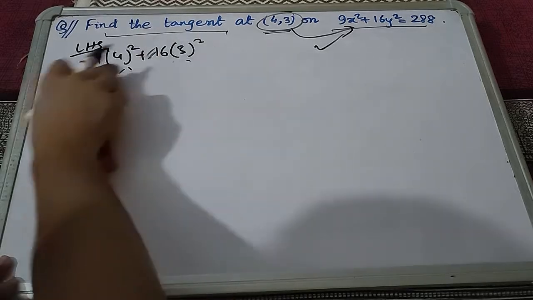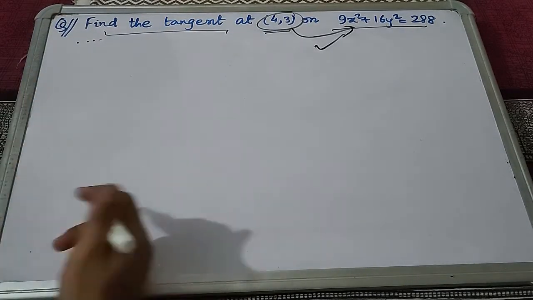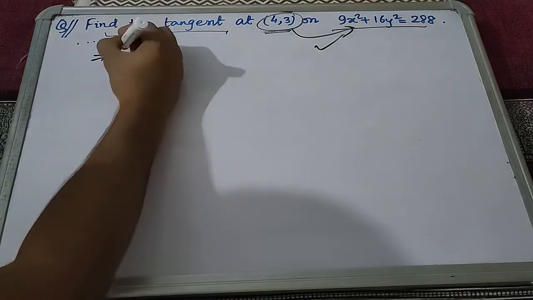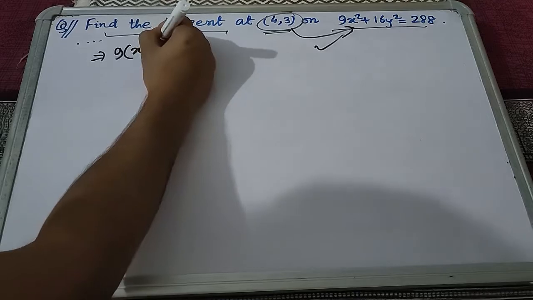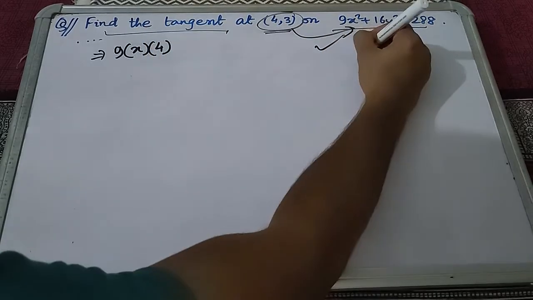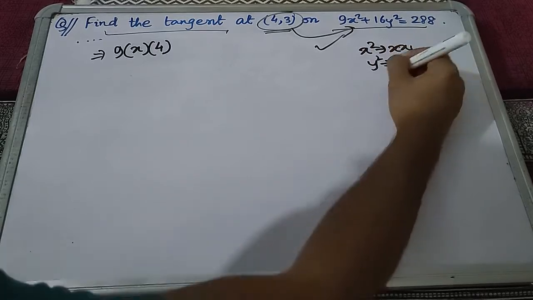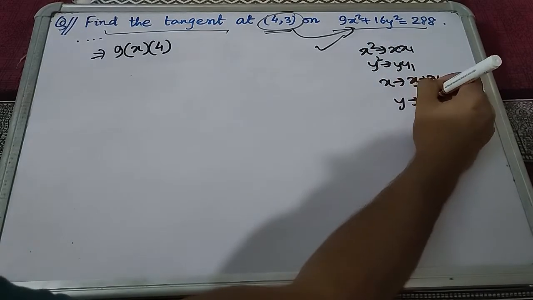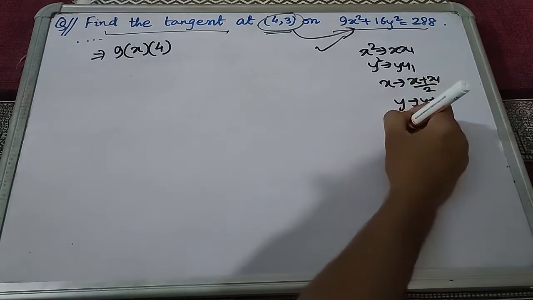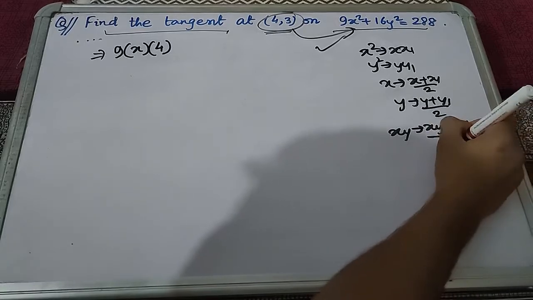Now our work is very simple. If you want, you can pause the video and give it a try. Let me solve it. Therefore 9 into x1. What is x1? 4. Again I am writing x square xx1, y square yy1, x plus x1 by 2, y plus y1 by 2, xy xy1 plus x1y by 2.